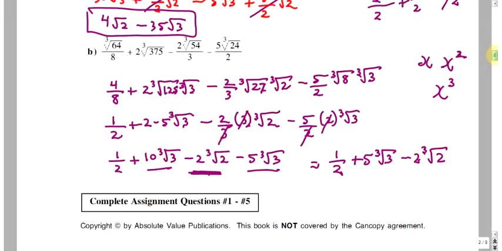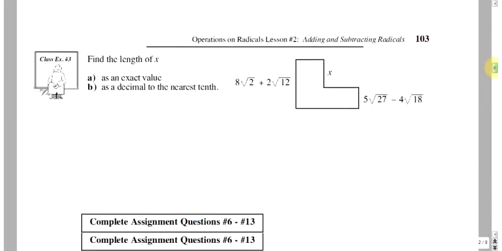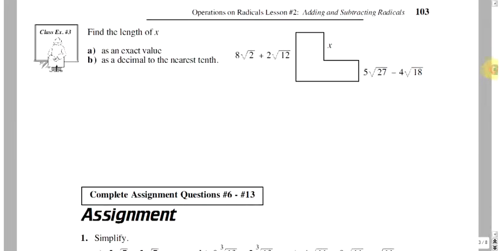Okay? Welcome to Math 11 Pre-Calculus. One little more one to do, and then you're on your own.